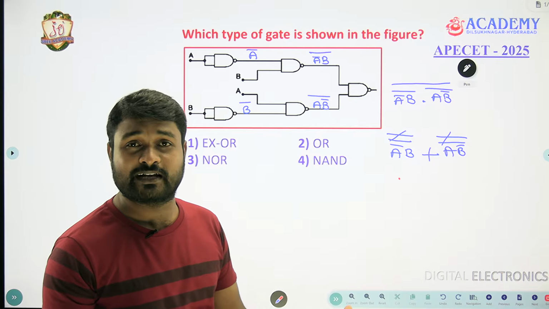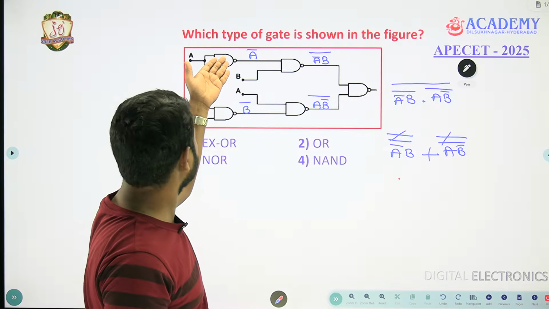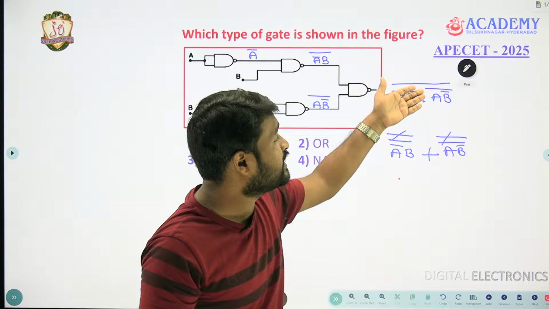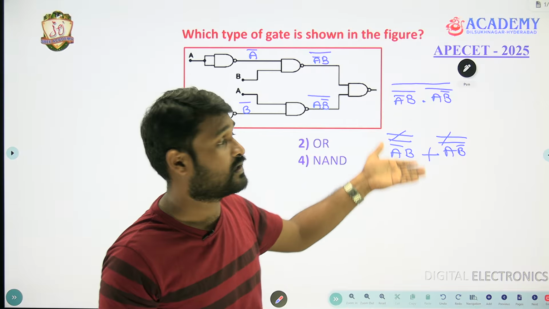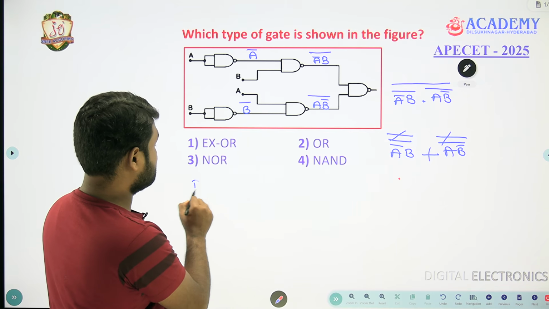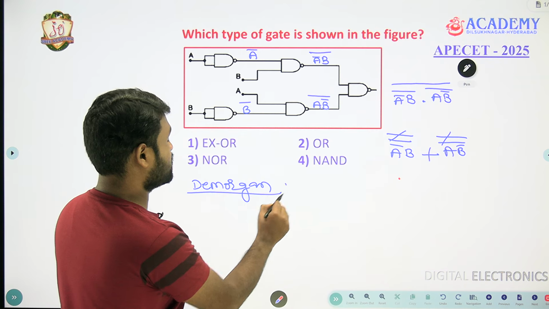So you can tell what gate it is now. It is not that difficult. He only asked whether you know this is a NOT gate or not, and whether you know De Morgan's law applying or not. What does De Morgan's law tell us?